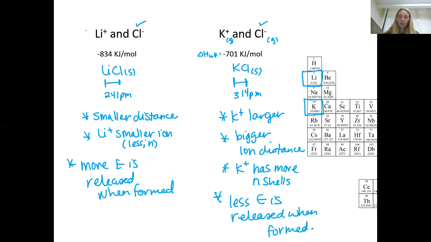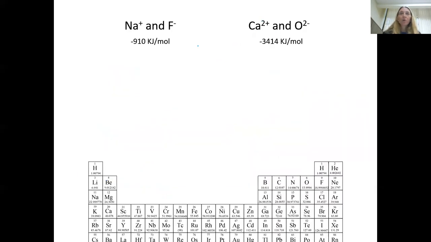Okay, so let's look at another example. So here I have sodium fluoride. So remember, these are the gaseous states. And when I put these two things together, I form this huge network of positive and negatives all lined up together as a solid. The delta H lattice energy equals negative 910 kilojoules per mole.